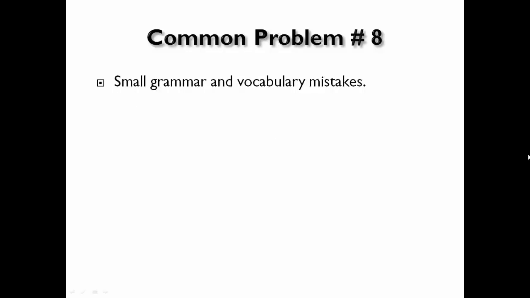Now, the 8th problem is small grammar and vocabulary mistakes. Now, if you're trying to get a band 7, band 8, and band 9, your grammar and your vocabulary is probably pretty good already. You shouldn't have too many problems. But the biggest problem is just making small, careless, or sometimes silly grammar mistakes because you're under pressure and you're under stress. And these grammar and vocabulary mistakes add up. And if you have too many of them, they can really lower your score. In order to get over a band 6, you should be aiming to have the majority of your sentences, more than 50% of your sentences, having no mistakes at all.